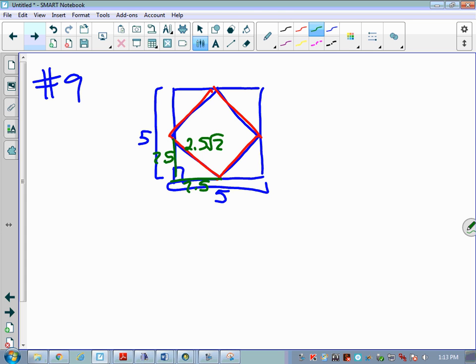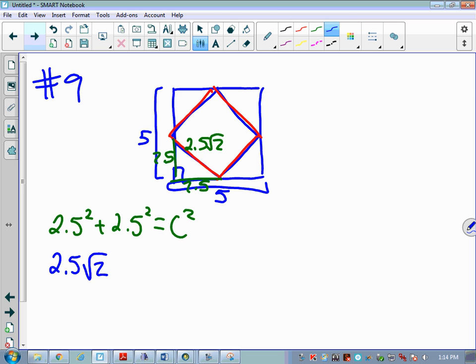But what Marissa said is right. If you didn't know that, you could do 2.5 squared plus 2.5 squared equals c squared. You're going to get 6.25 plus 6.25. It's going to give you 12.5. You're going to square root 12.5, and it's going to be the same as 2.5 radical 2. Okay? Now, we're not done because what we need to do with 2.5 radical 2 is what?